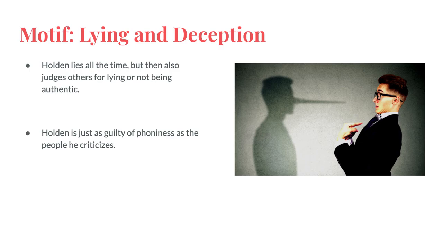He judges others for thinking that they are something they aren't or for not recognizing their own weaknesses, but he lies all the time. He's deceptive to almost everyone he interacts with in some capacity. He lies almost at random and without need, and then he repeats this over and over throughout the text. So he just refuses to acknowledge his own shortcomings, and in this lying, Holden proves that he's just as guilty of phoniness as the people that he criticizes.